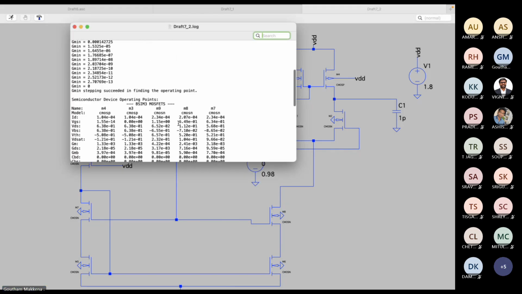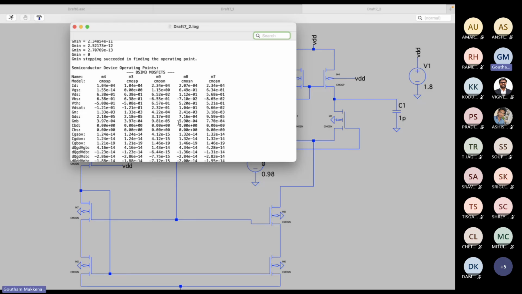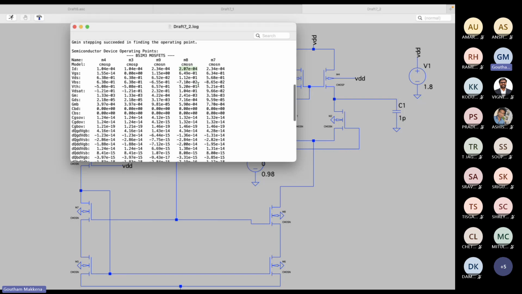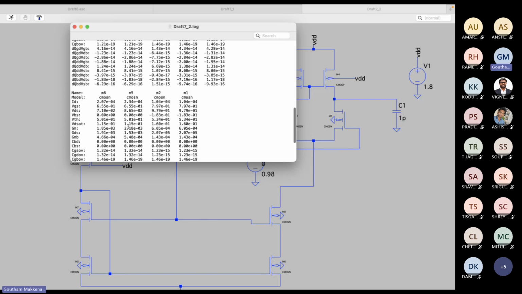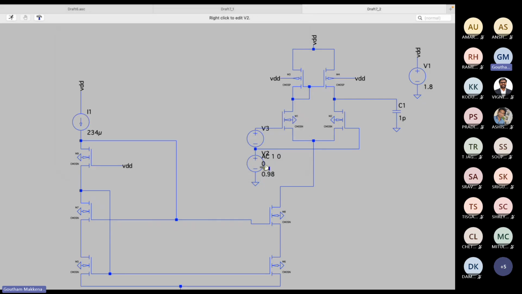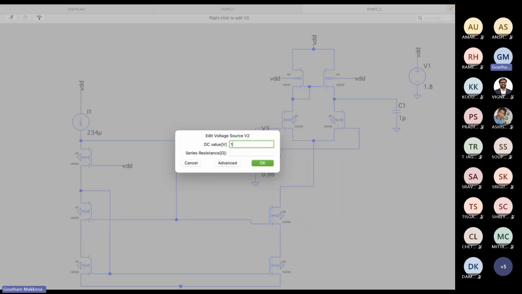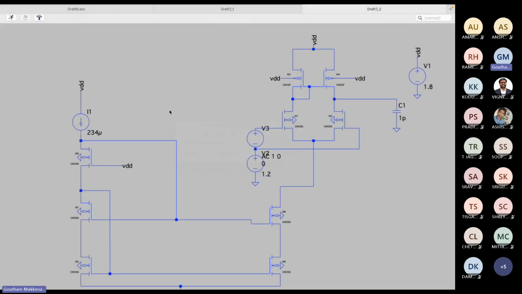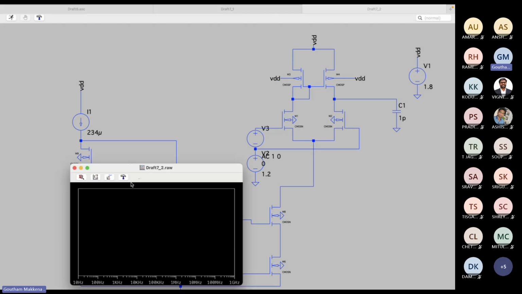See, this is carrying 234 microamps, M7. M8 is carrying 207 microamps, so it has deteriorated a little. Let us look at M1 and M2 GM. M1 and M2 GM is 605 microsiemens, but in the design we got 628 microsiemens. So we can improve that. Again, don't follow me. I add some 200 millivolts here, 1.2.